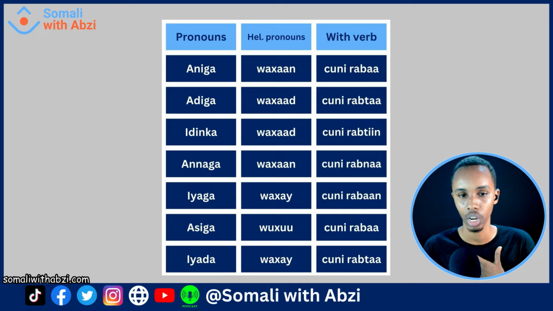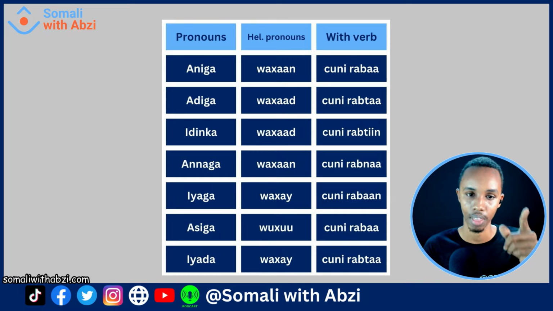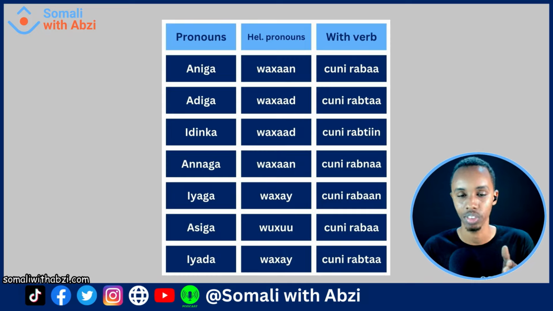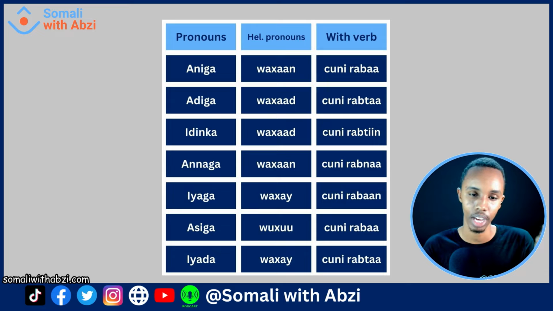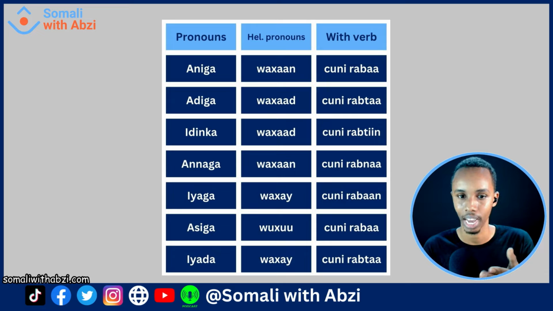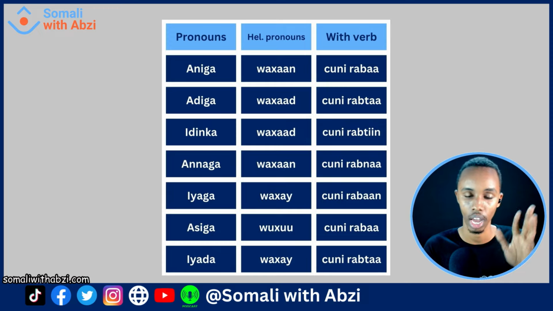For I, aniga, we use wahan. Adiga, we use wahad with D at the end. Idinka, we're going to use wahad again. Anaga, we use again wahan. Iyaga, we use wahay. Asiga, we use wuhu. And iyada, we use wahay. So as you see now, we know the helping pronouns, and we are going to use them with some verbs.